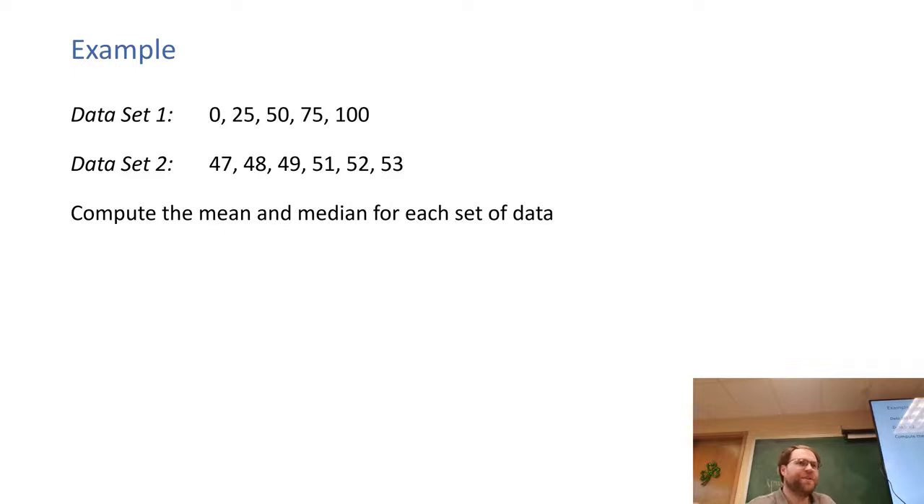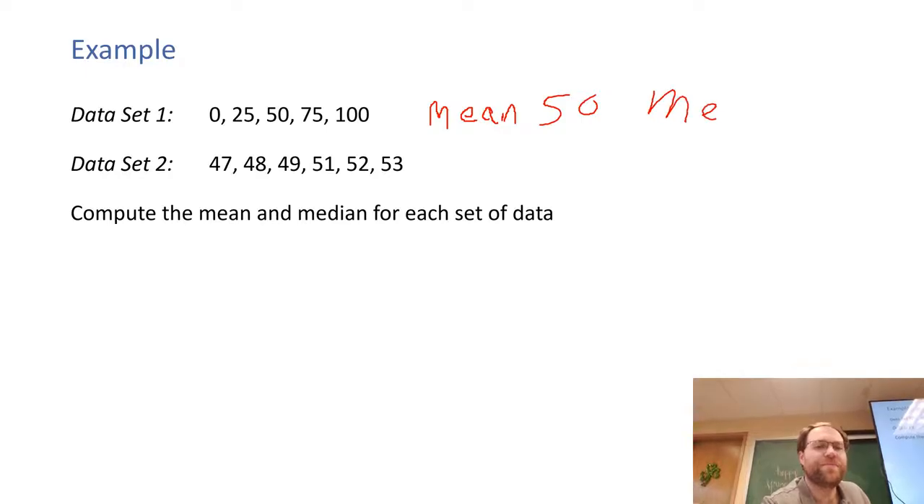Okay, do we have some values? How about the mean? 50. Is 50 for the first one, median 50 as well. How about in the second one? 50, and then the median, 50. They're all 50.